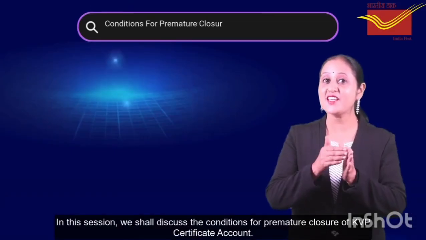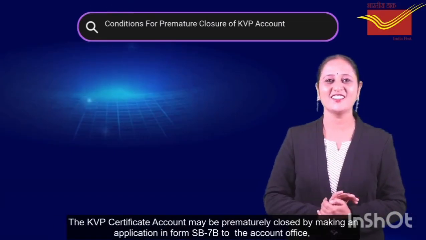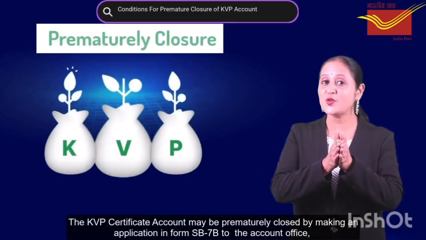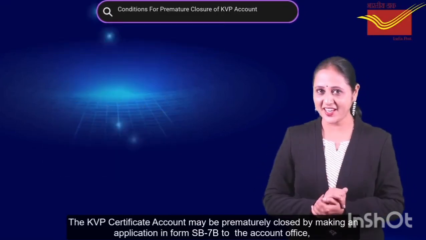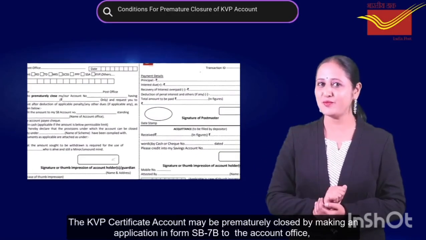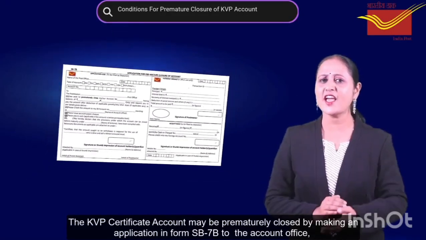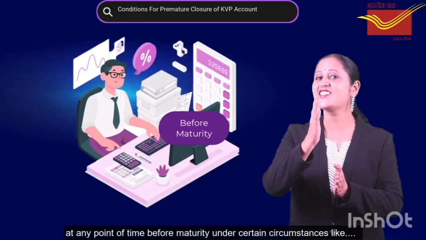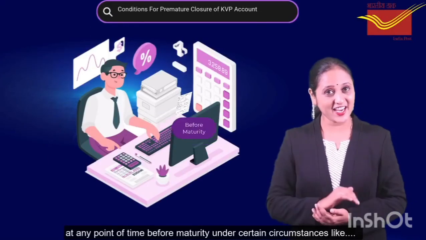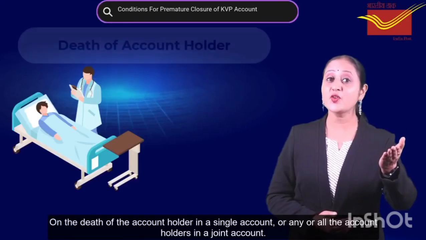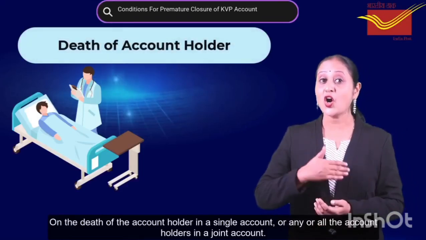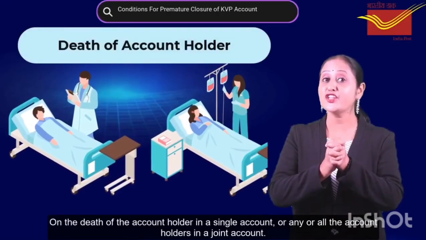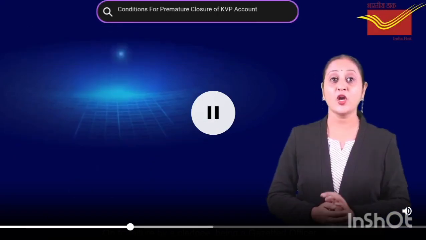Next, the closure of the KVP certificate account. The KVP certificate account may be prematurely closed by making an application in the form SB7B to the account office at any point of time before maturity under certain circumstances, like on the death of the account holder in a single account, or any or all the account holders in a joint account.